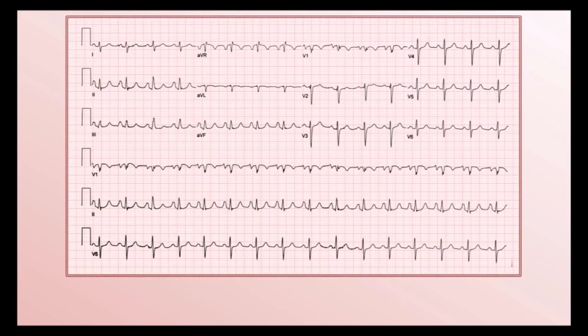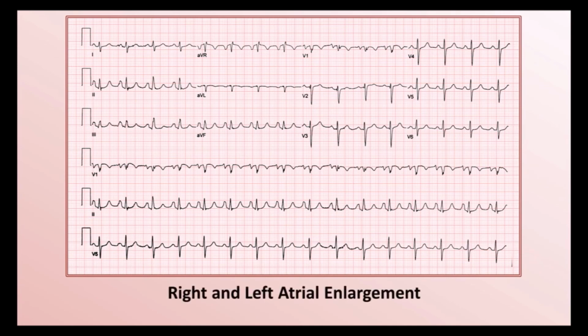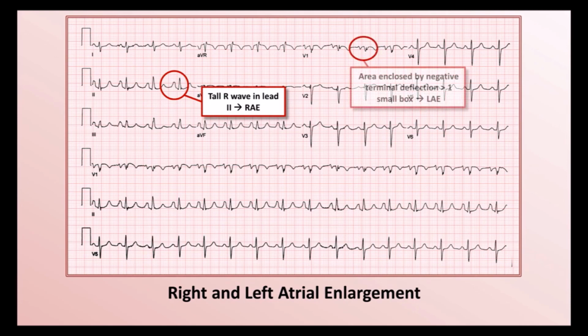And finally, here's the last example. This is biatrial enlargement. In lead 2, we see an unusually tall P wave indicative of right atrial enlargement. And in V1, we see a prominent negative terminal deflection in the P wave, indicative of left atrial enlargement.